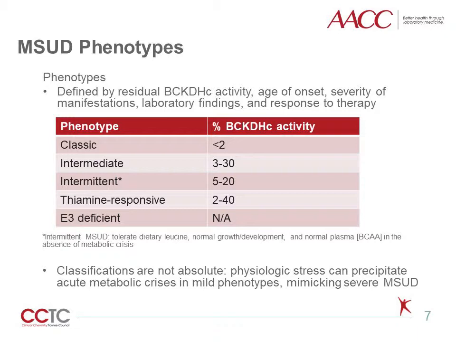The next subtype is thiamine-responsive maple syrup urine disease. This form of the disorder stems from defects in the E2 subunit of the branched-chain ketoacid dehydrogenase complex, which decrease the affinity of the enzyme to bind the obligate thiamine pyrophosphate cofactor. These individuals do not present in the neonatal period, but typically later in life with manifestations similar to intermediate maple syrup urine disease. As the name suggests, thiamine supplementation overcomes the decreased thiamine pyrophosphate affinity and thereby improves residual activity of the branched-chain ketoacid dehydrogenase complex. The last phenotype is E3 deficient maple syrup urine disease.